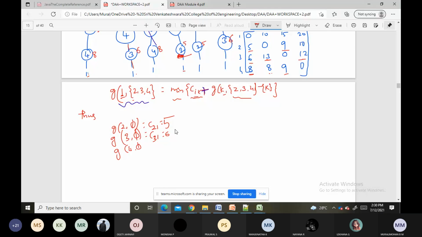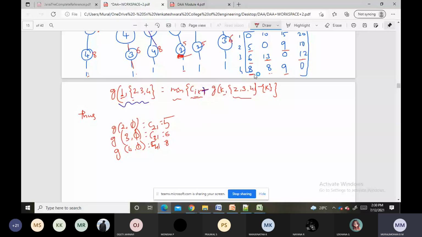That is C of 4 to 1. So what is the cost incurred here? 8. You can just see when we are at vertex 4, to come back to vertex 1, the cost of that is 8. Or you can refer to this. So 4 to 1 it is 8, right? Now we finished the last one.